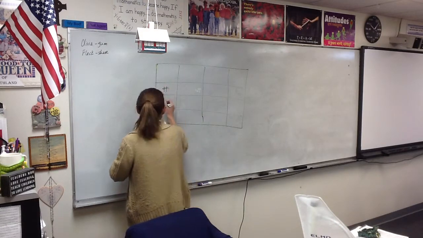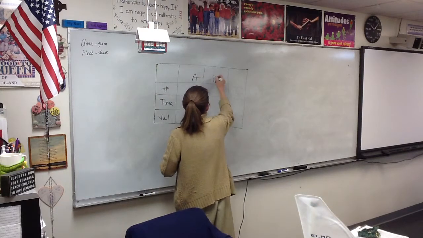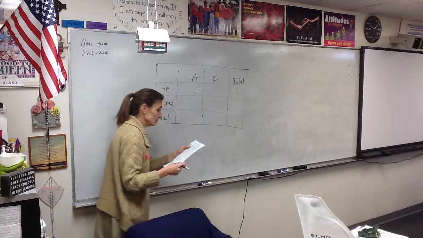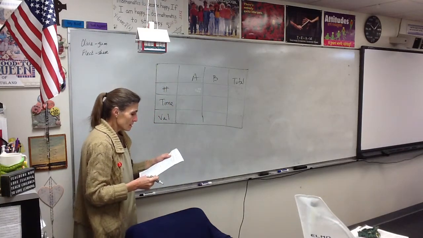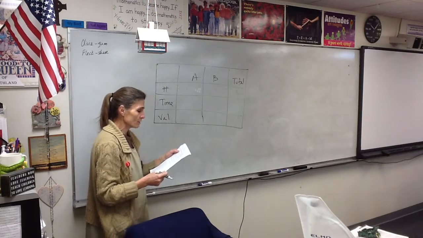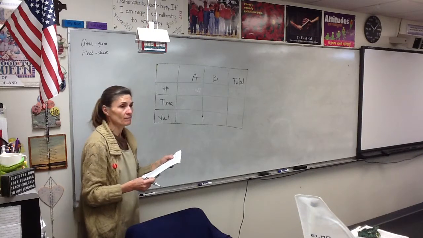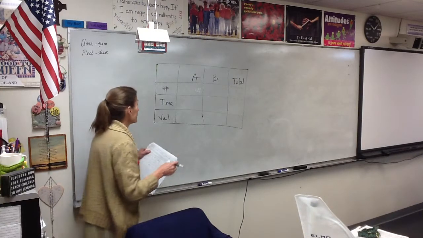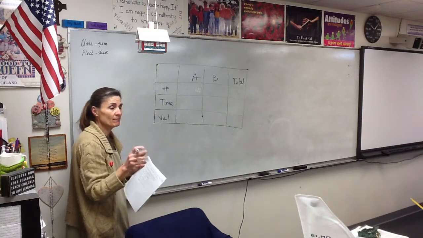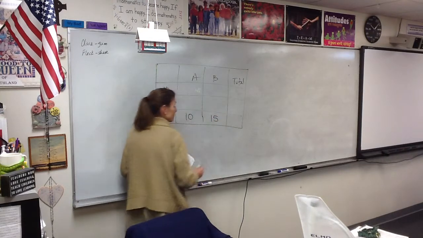Okay, so we have number, we have time, and we have value. We have A, B, and total. All right, so here we go. You are taking a test in which items of type A are worth 10 points and items of type B are worth 15 points. Do you have any idea where we might put the 10 and the 15? Value. Value of A is 10, value of B is 15.